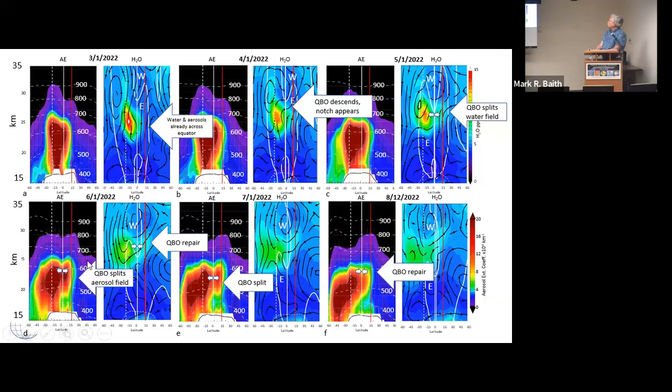And then it goes further down. I don't know if you can see the white wind, it's down to this point now, the white line, and it's starting to push the aerosol distribution apart. And now the water vapor is actually coming together again. So you're getting a QBO repair, so to speak, as a secondary circulation pushes them back again. And then you're getting aerosol pushed back together in the QBO repair.